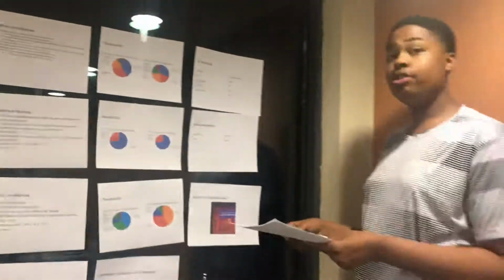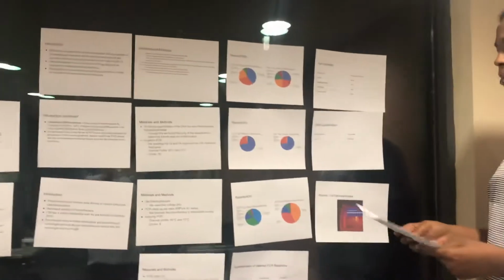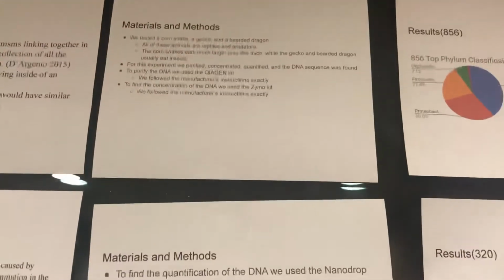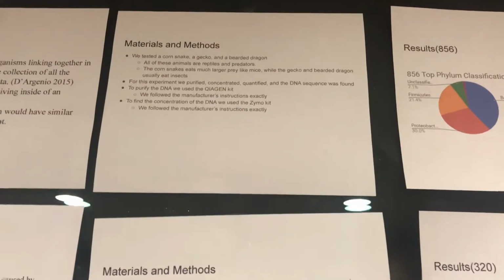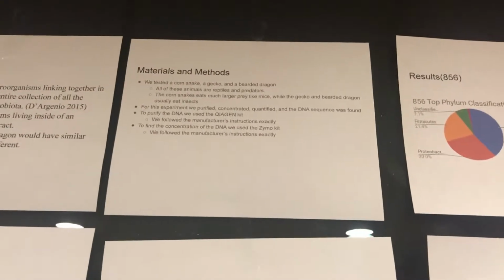And our question was, how do the diets of various reptiles differ? And our hypothesis was the bearded dragon and gecko's diet would be very similar, while the corn snakes would be different. So for materials and methods, we tested a corn snake, a gecko, and a bearded dragon. They were all predators and reptiles. The corn snake eats much larger prey, while the bearded dragon and gecko eat insects.